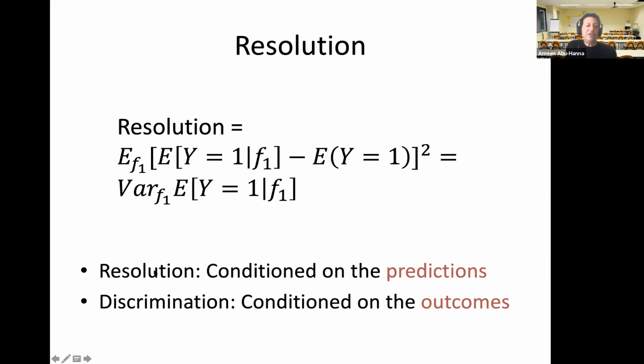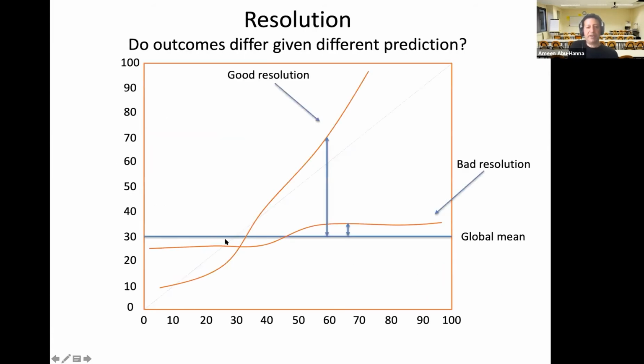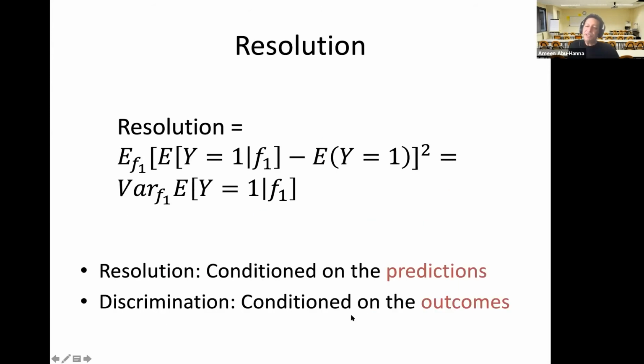So the difference between resolution and discrimination, because they're a bit related, is that resolution is conditioned on the predictions. So I look at the predictions and then I see how far they are from the mean. Discrimination is about first taking the outcomes, taking those who lived and those who died, and then I obtain the measure. So they are related but different.